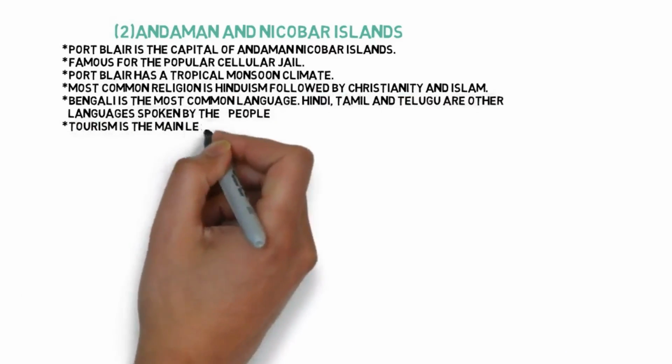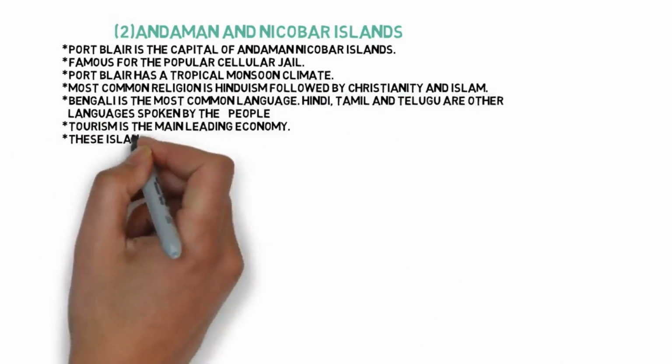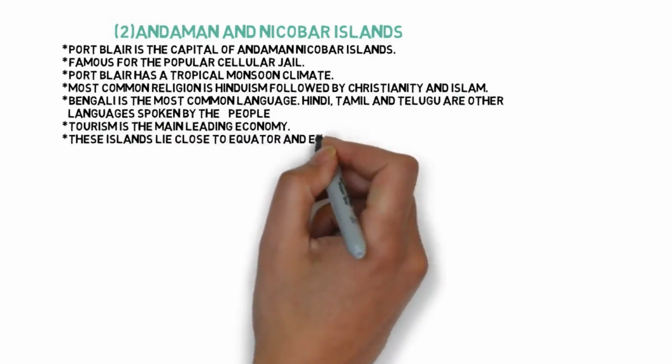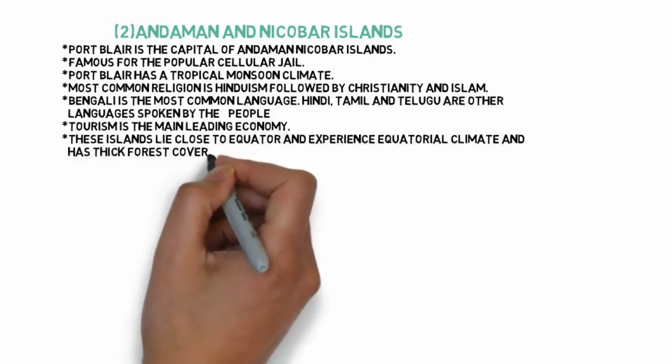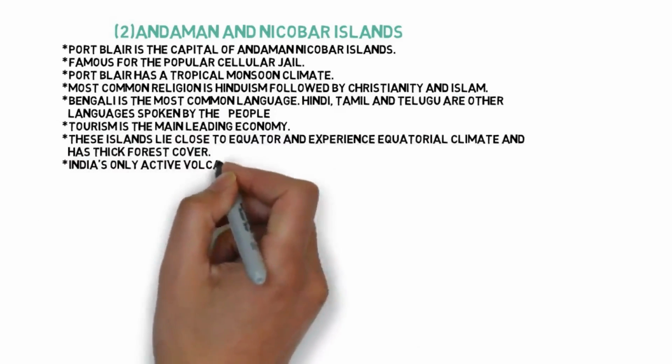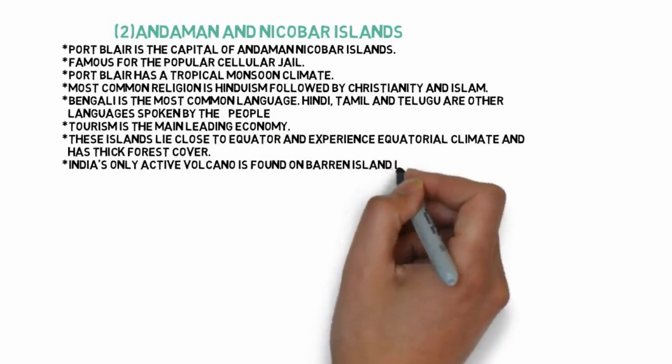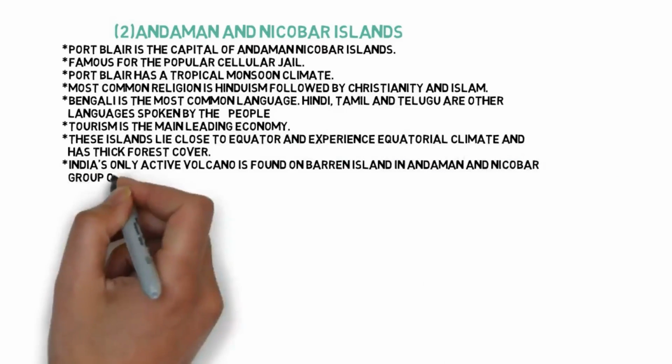Tourism is the main leading economy. These islands lie close to the equator and experience an equatorial climate and have thick forest cover. India's only active volcano is found on Barren Island in the Andaman and Nicobar group of islands.